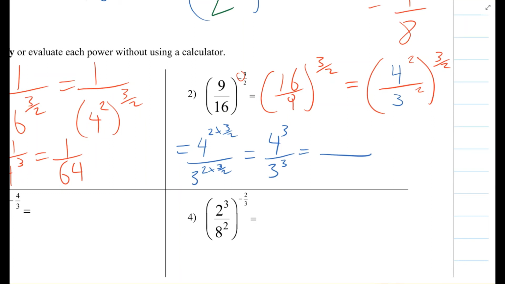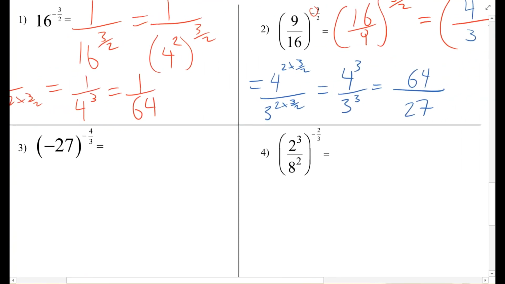What'd you get, Trevor? 64. Brilliant. Genius. Well done. Okay. 64 over 27. Any questions with that one? All right. Okay, try the next one. Go for it.